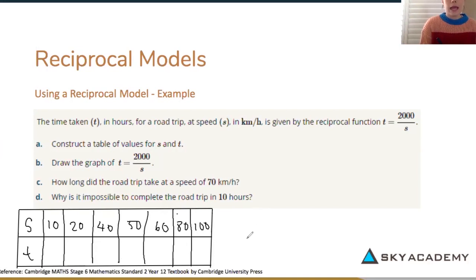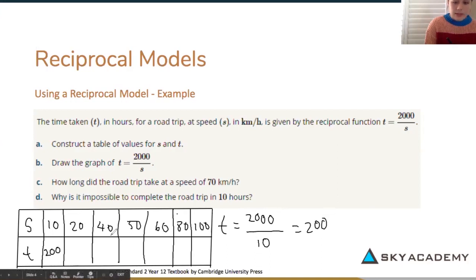So t equals 2000 over our s. Our first s value is 10. And so you should get an answer of 200. And I'm going to do that for the rest of my values, just substituting s for the values in my table. So for 20, you'll get 100, 40, 50, 40, 33, 25, and 20.